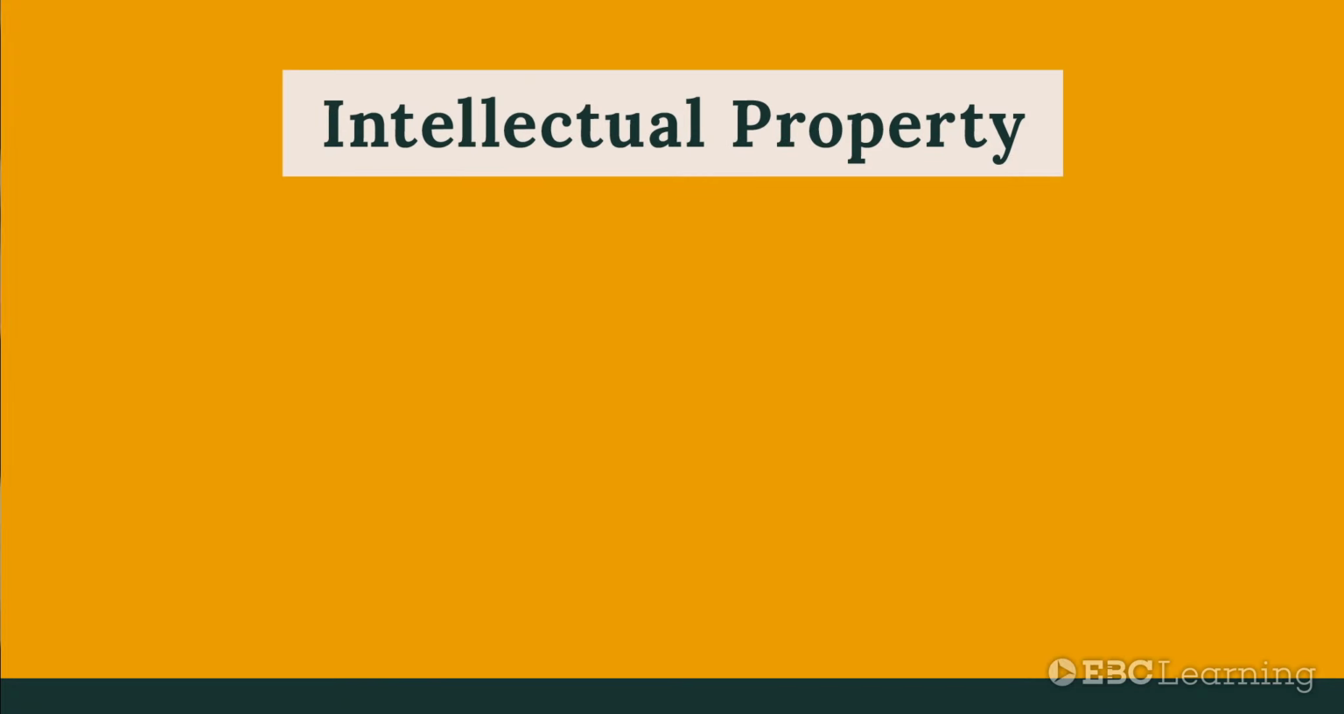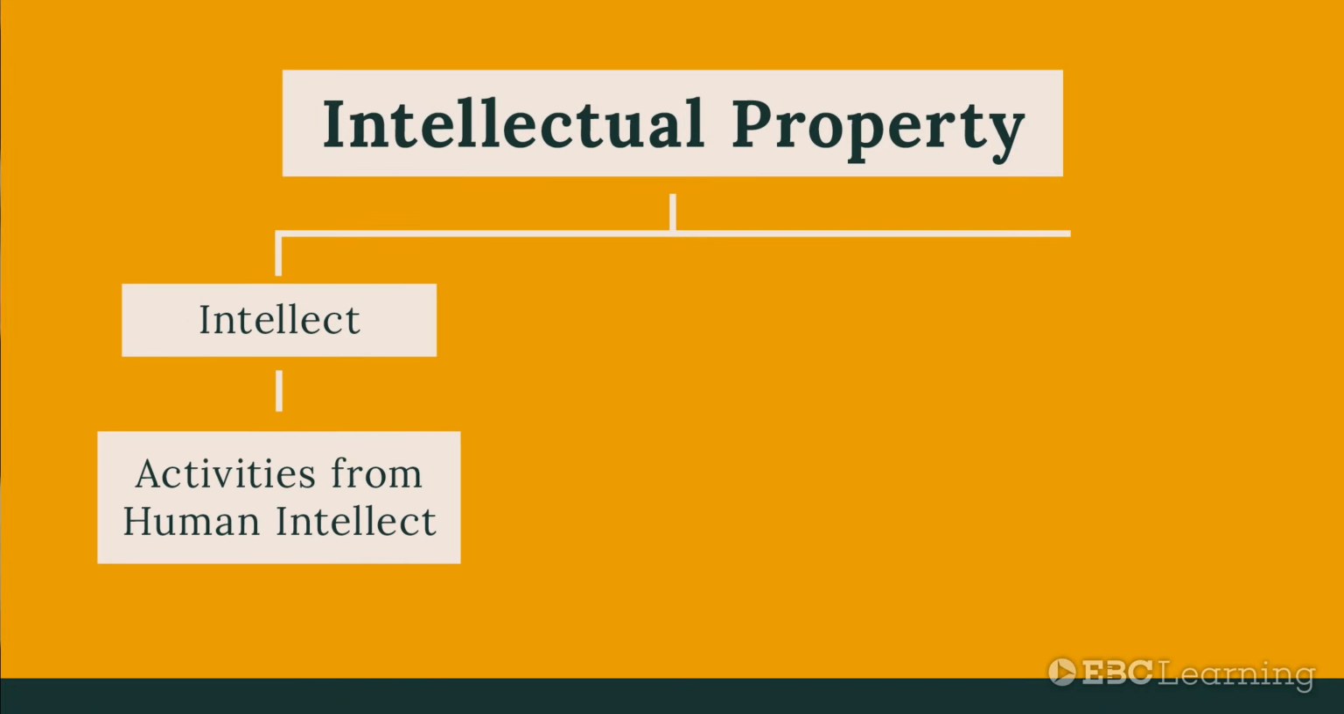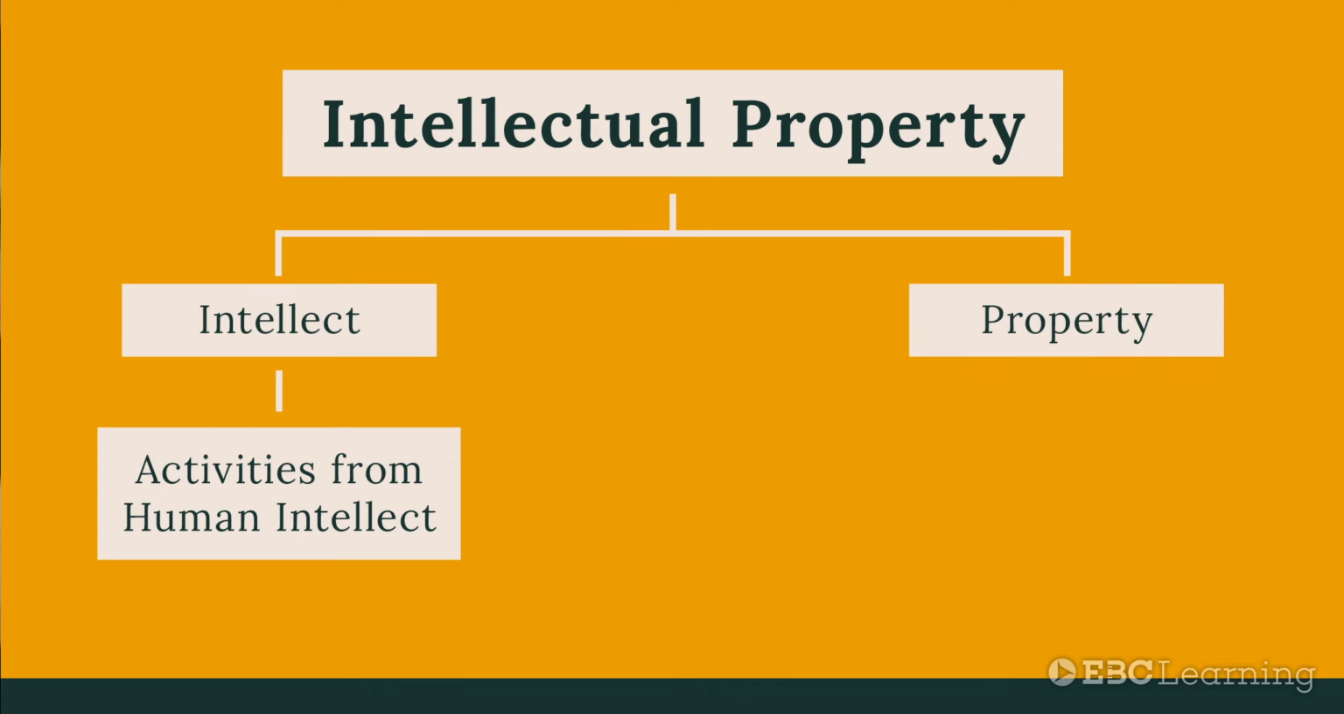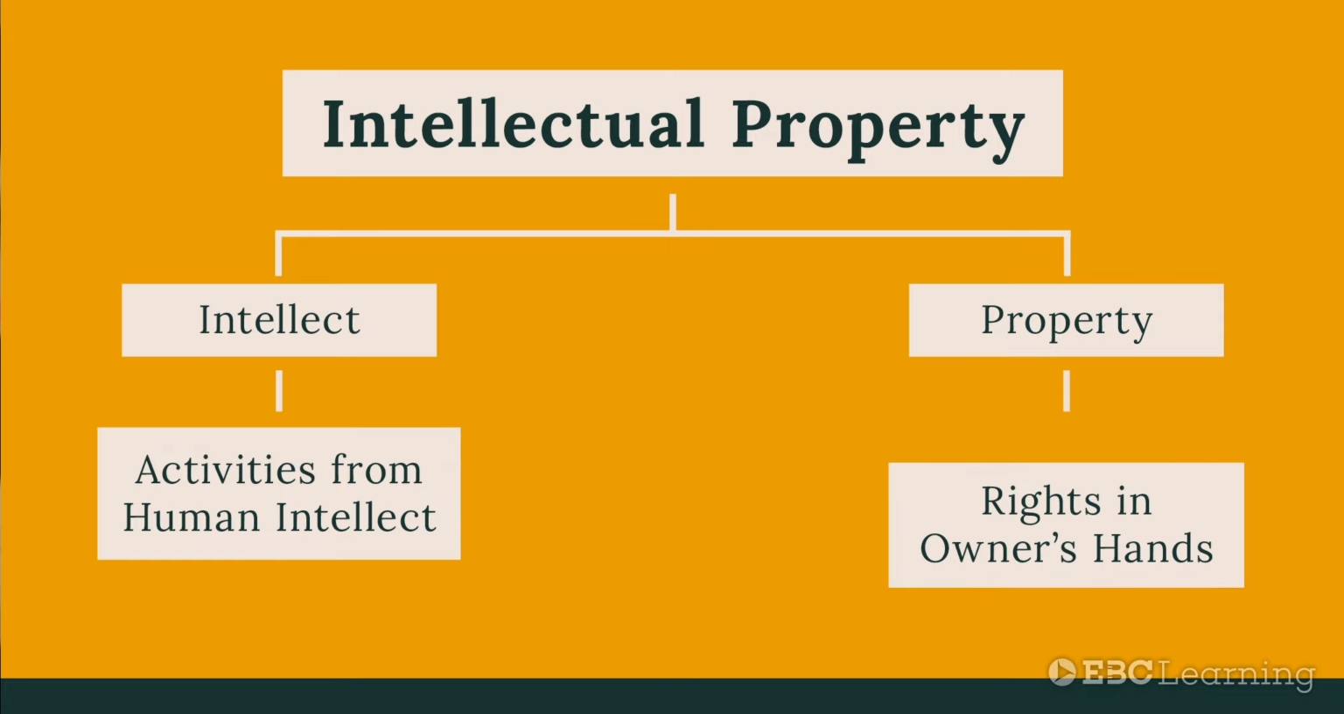Intellectual property, as the name suggests, comprises two aspects. One aspect is the intellect, that is, activities that emanate from the human intellect. And the second aspect is property. Well, the word property, like many other forms, comprises many rights in the hands of the owner. Before we delve into the concept and meaning of IPR, let's understand the meaning of property.